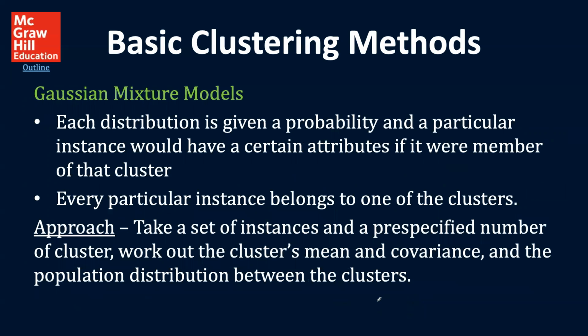And then finishing up with Gaussian mixture models, this is the last method we'll talk about in this chapter. Each distribution is given a probability, and a particular instance would have certain attributes if it were a member of that cluster. Every particular instance belongs to one of the clusters, and the approach is to take a set of instances and a pre-specified number of clusters, work out the cluster's mean and covariance, and then the population distribution between the clusters.